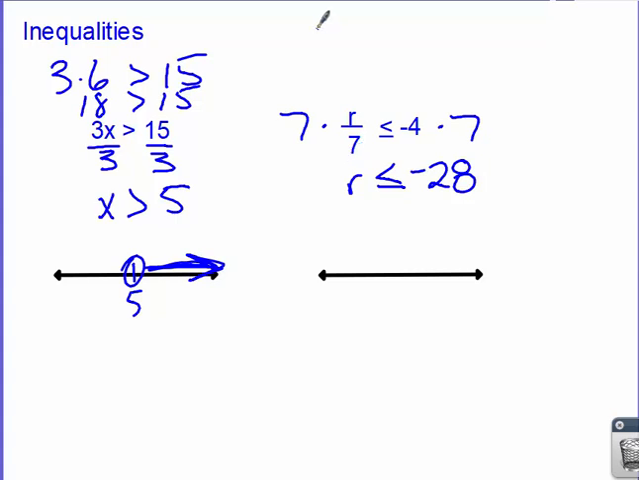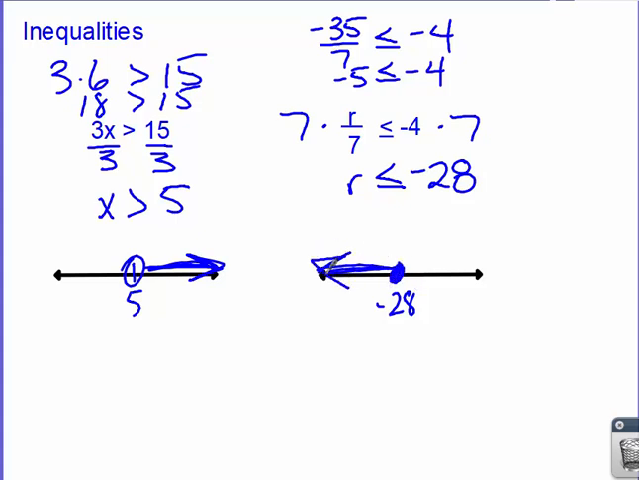So if I were to plug in negative 35 divided by 7, is that less than or equal to negative 4? Well, negative 35 divided by 7 is negative 5, and negative 5 is less than or equal to negative 4. So that is a good solution set. Okay, so I would have the negative 28 here. I would put a closed circle on negative 28, and I would shade to the left.